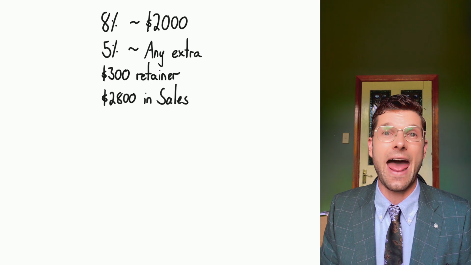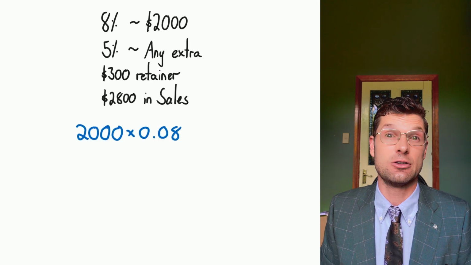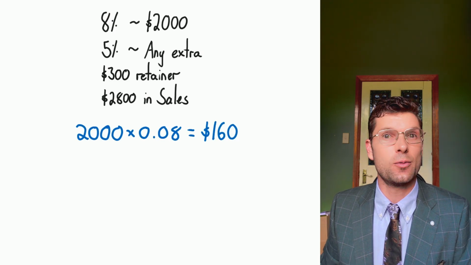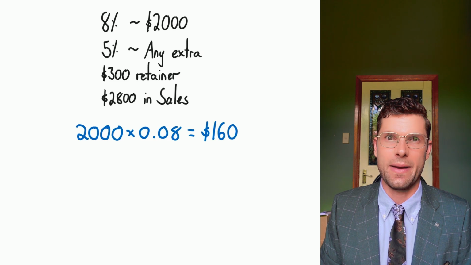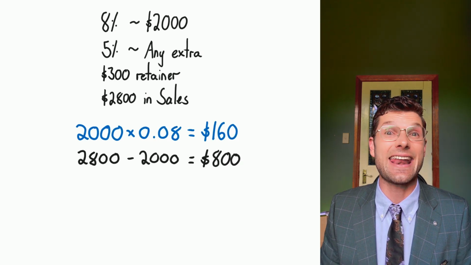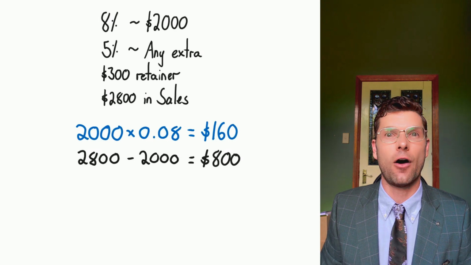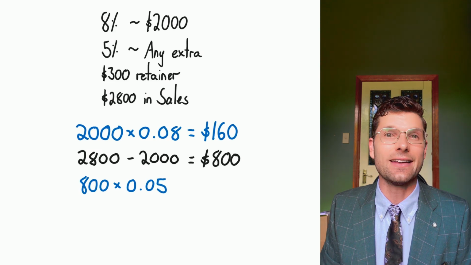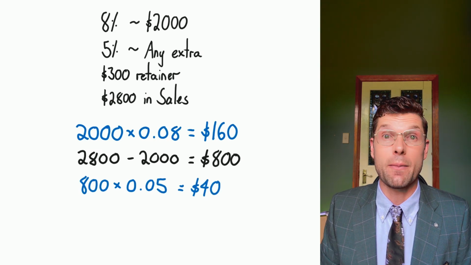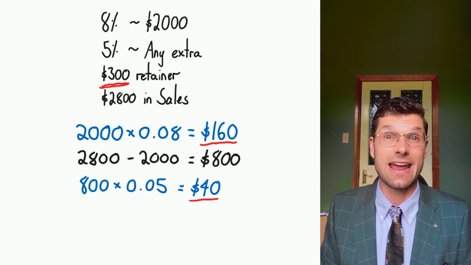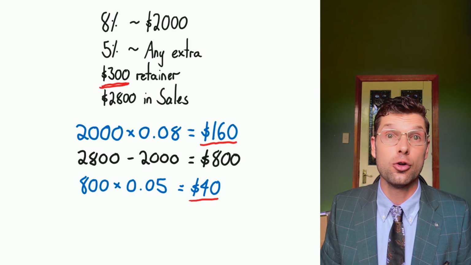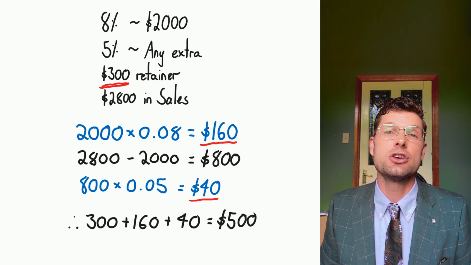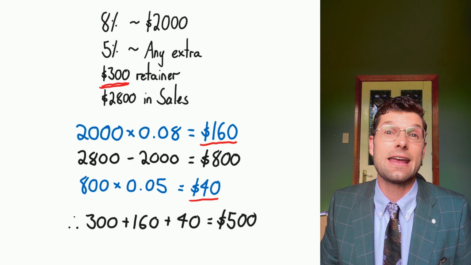The first thing we've got to do is find that baseline rate. So the 2,000 at 8%. So this is 2,000 times 0.08, which is equal to $160. Now, how much more did we sell over that $2,000 amount? 2,800 minus 2,000 will give us that $800, and this is what we're making 5% on. So for that 800, we've got to multiply it by 0.05, and that leaves us with $40. We've got to remember though that we did get that $300 retainer at the start of the week. So our total earnings for the whole week is the $300 plus 160 plus 40. So we made $500 for the whole week, including everything.